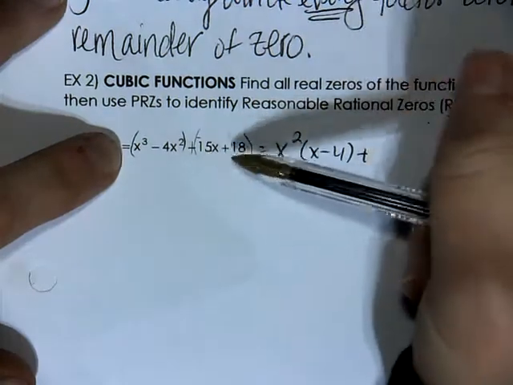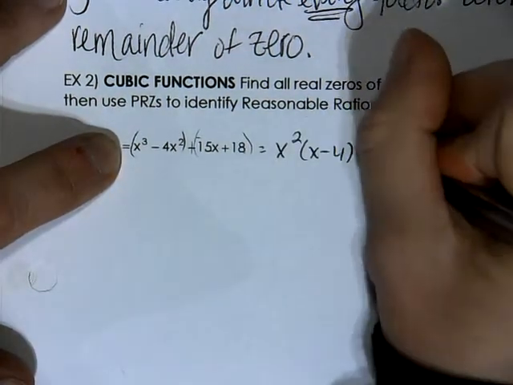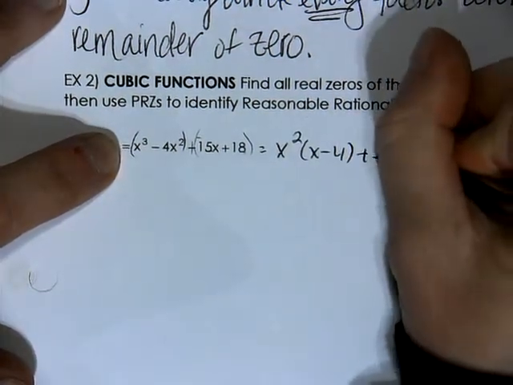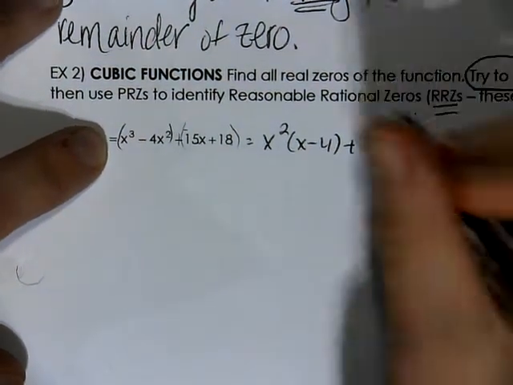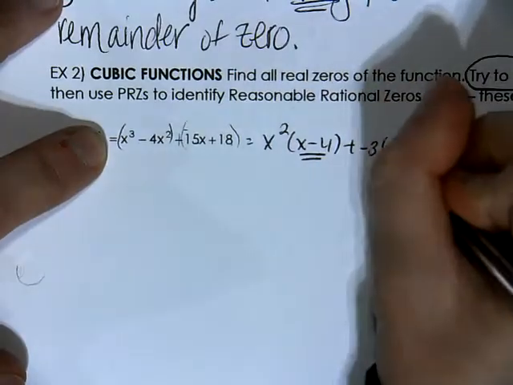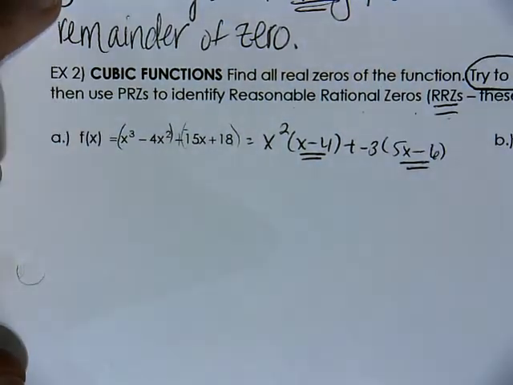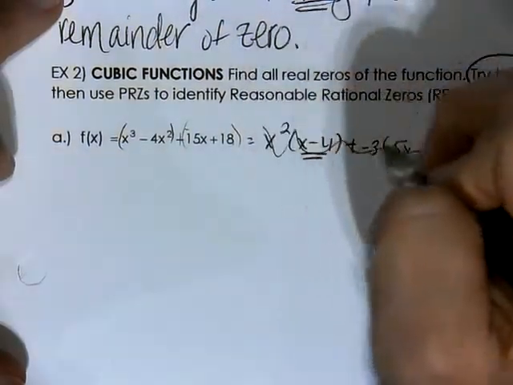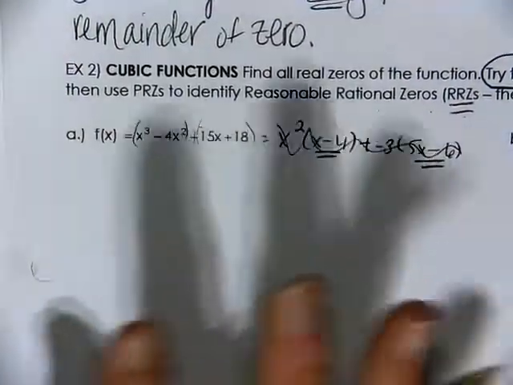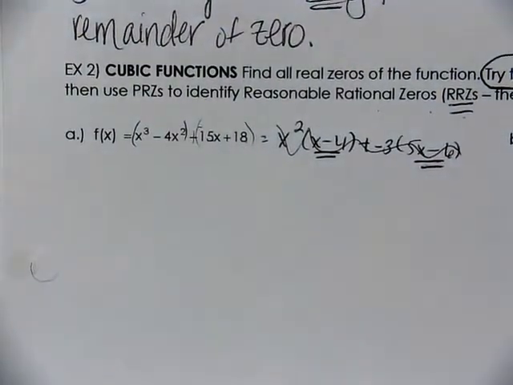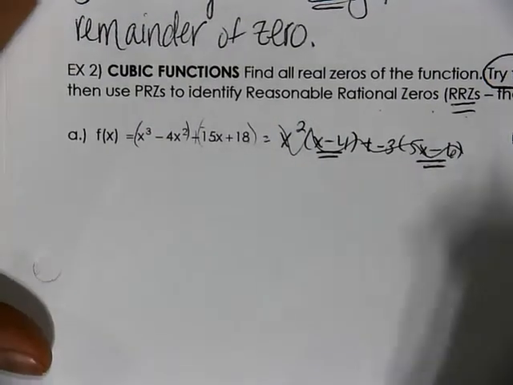Plus, negative 15 and 18 have in common a negative 3 with my leftovers being 5x minus 6. These 2 parentheses, my insiders, are not the same. And so because they are not the same, this tells me that factoring doesn't work. And now I'll have no choice but to work with the possible rational zeros and synthetic division.